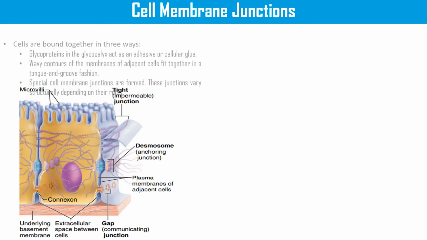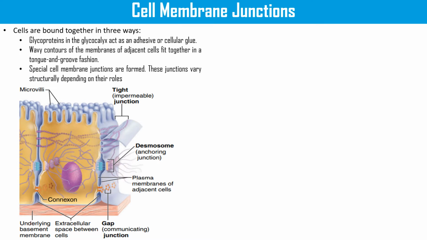Cell membrane junctions. Cells are bound together in three ways. Glycoproteins in the glycocalyx act as an adhesive or cellular glue. The wavy contours of the membranes of adjacent cells fit together in a tongue and groove fashion, or special cell membrane junctions are formed. These junctions vary structurally depending on their role.